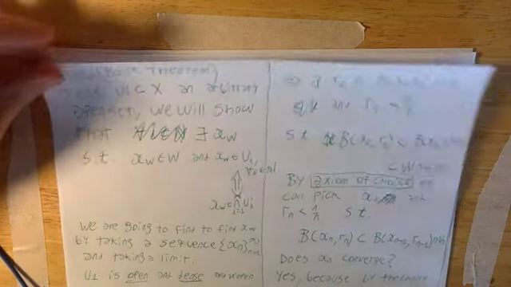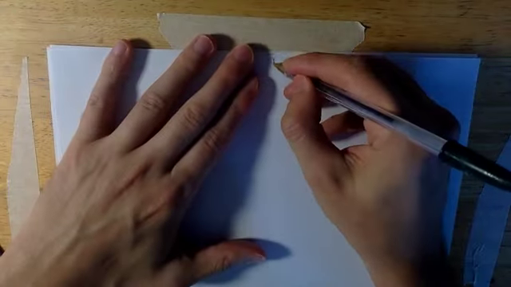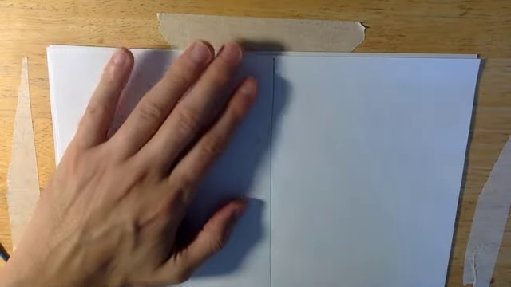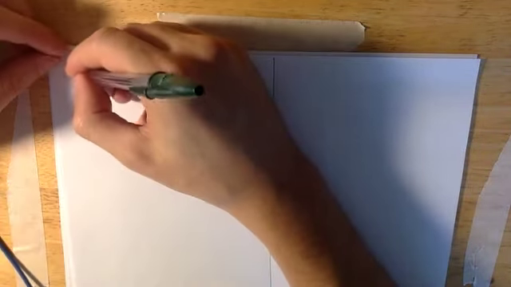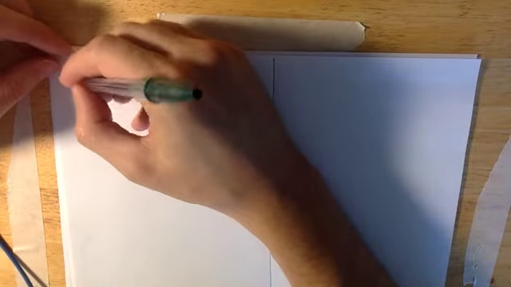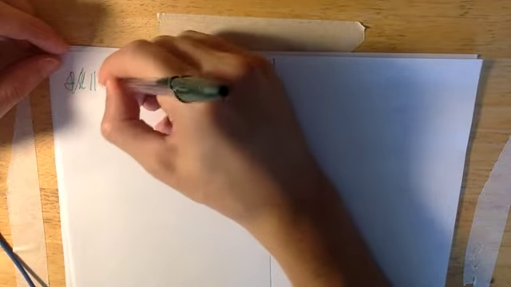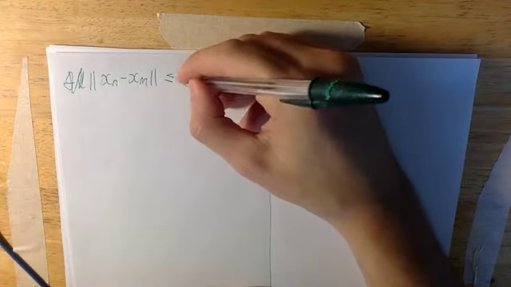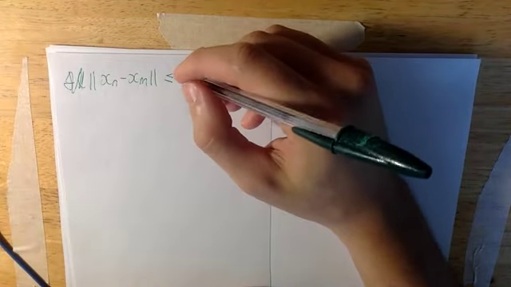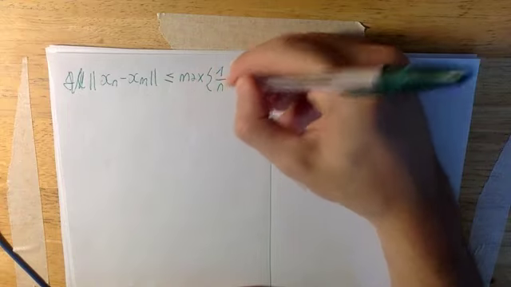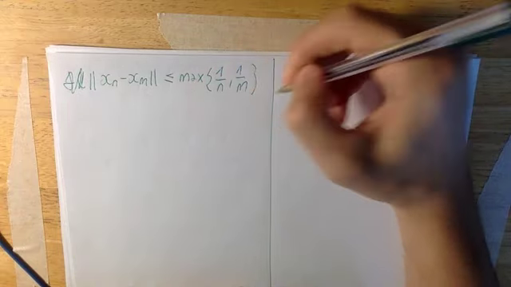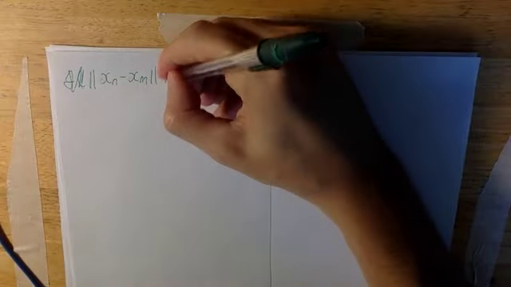So why does this imply that this is a Cauchy sequence? Let's take the norm of xn minus xm. My claim is that this is less than or equal to the max between 1 over n and 1 over m, and this is strictly less. So why is this?